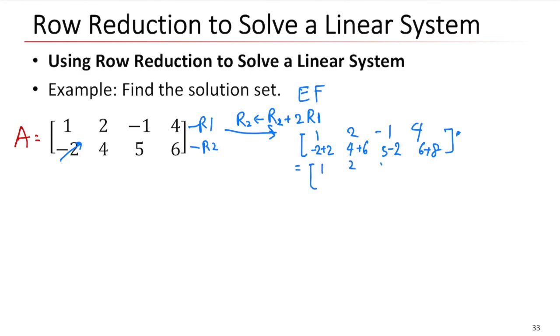It should be 1, 2, negative 4, negative 1, 4, 0, 10, 3, 4, right? Is that correct? No, it should be 4. Yes. So it should be something like this. Okay, so this is the echelon form of the matrix.